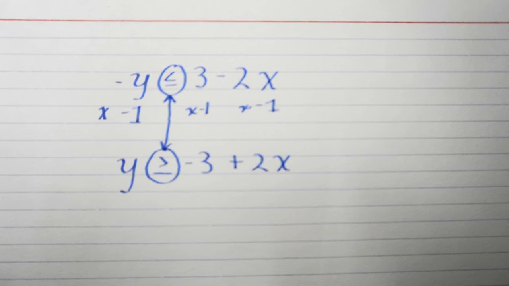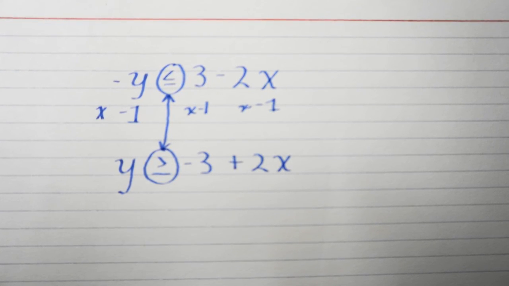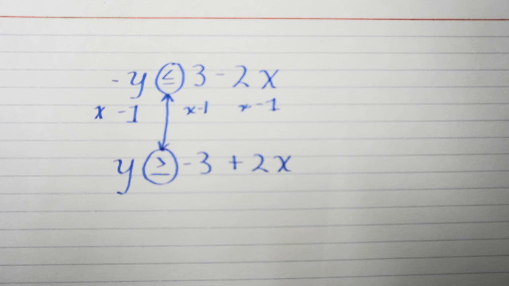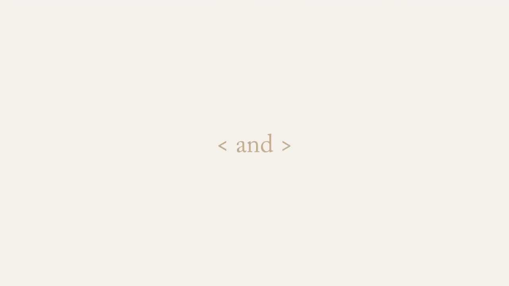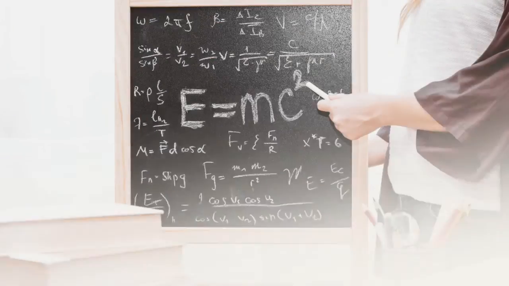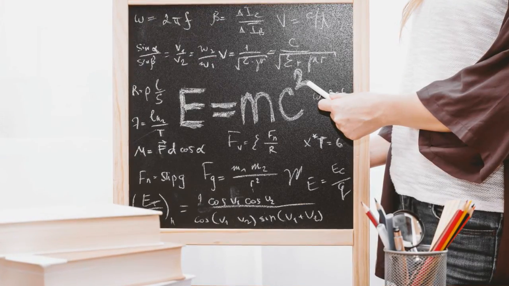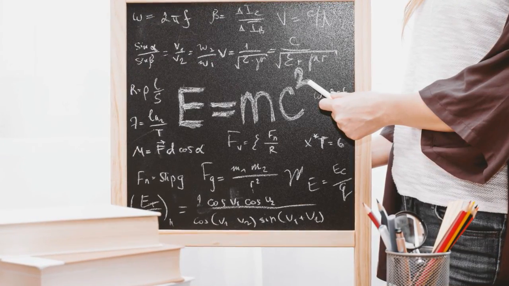Pay attention to how the less than or equal to sign was changed to a greater than or equal to sign. You should note that whenever you multiply or divide by a -1 in an inequality, the inequality will reverse. This concludes our lesson on how to graph and balance inequalities.